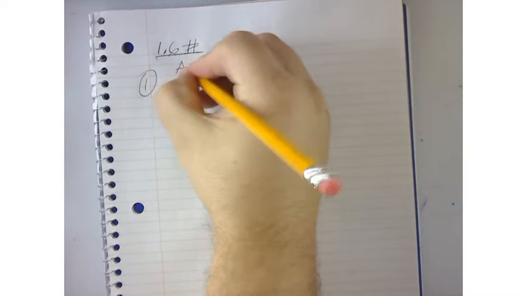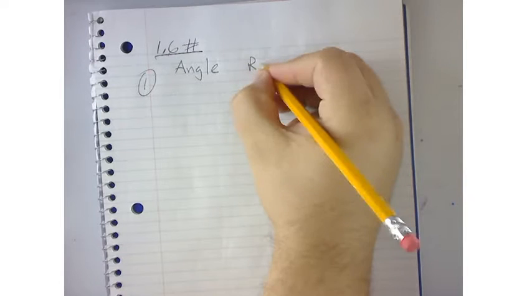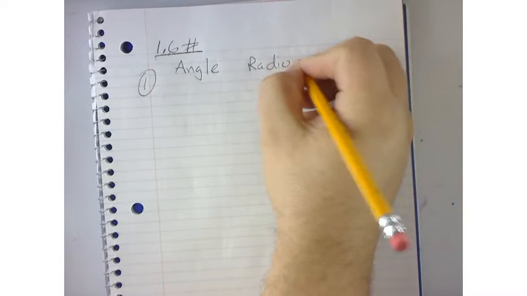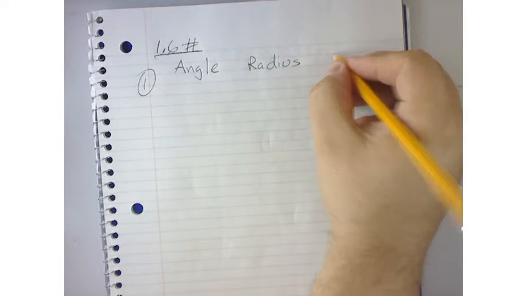Problem number 1 from your homework. Whoa. We are told to calculate the angle and the radius and the arc length.